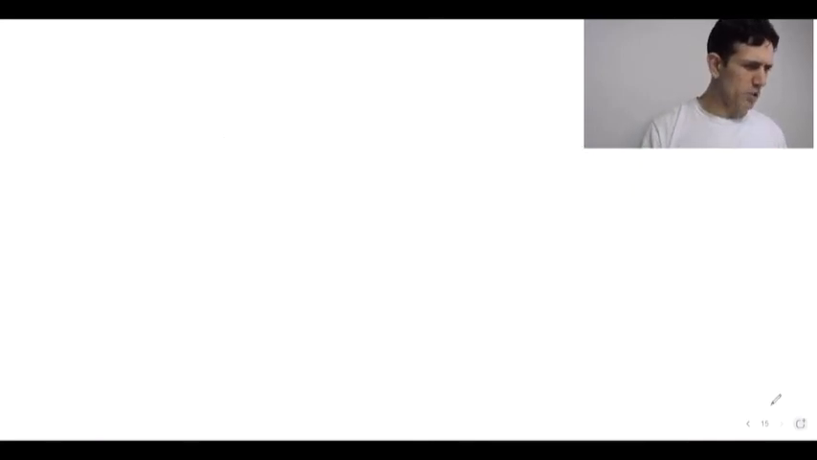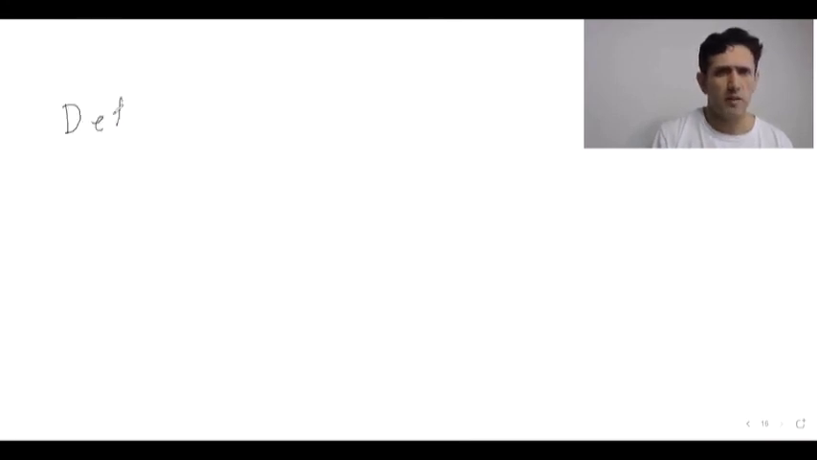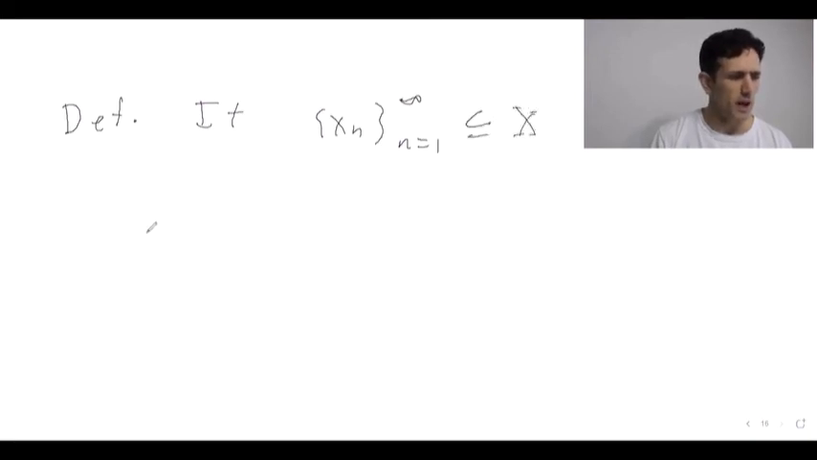Okay, so what I want to do is finally talk about the main interest in reflexive spaces, at least from my perspective, and why they're so important. And for that, we need the following definition of weak convergence. It's actually a more natural definition than weak star convergence, but as we'll see, it's quite a bit more special than weak star convergence.